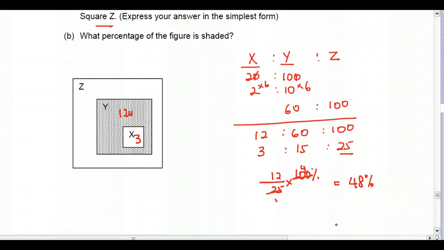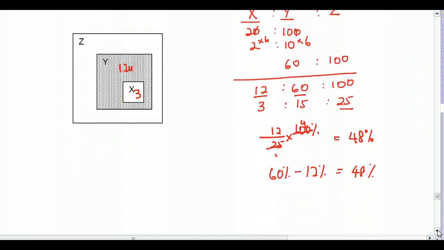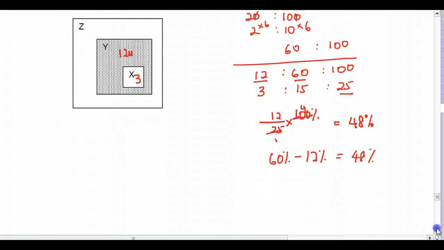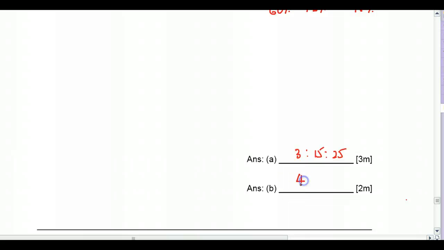Okay, what is another alternative solution to find this? I also can take 60% minus 12%, which is also 48%. Right? Okay, next. So answer is 48%.